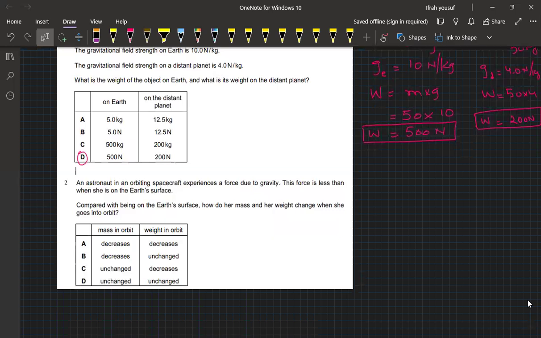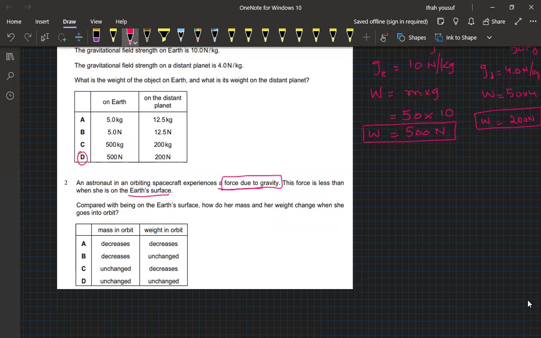Similarly, question number 2: an astronaut in an orbiting spacecraft experiences a force due to gravity. Okay, read the question. The force is less than when she is on Earth's surface. Which force? The force of gravity, right?